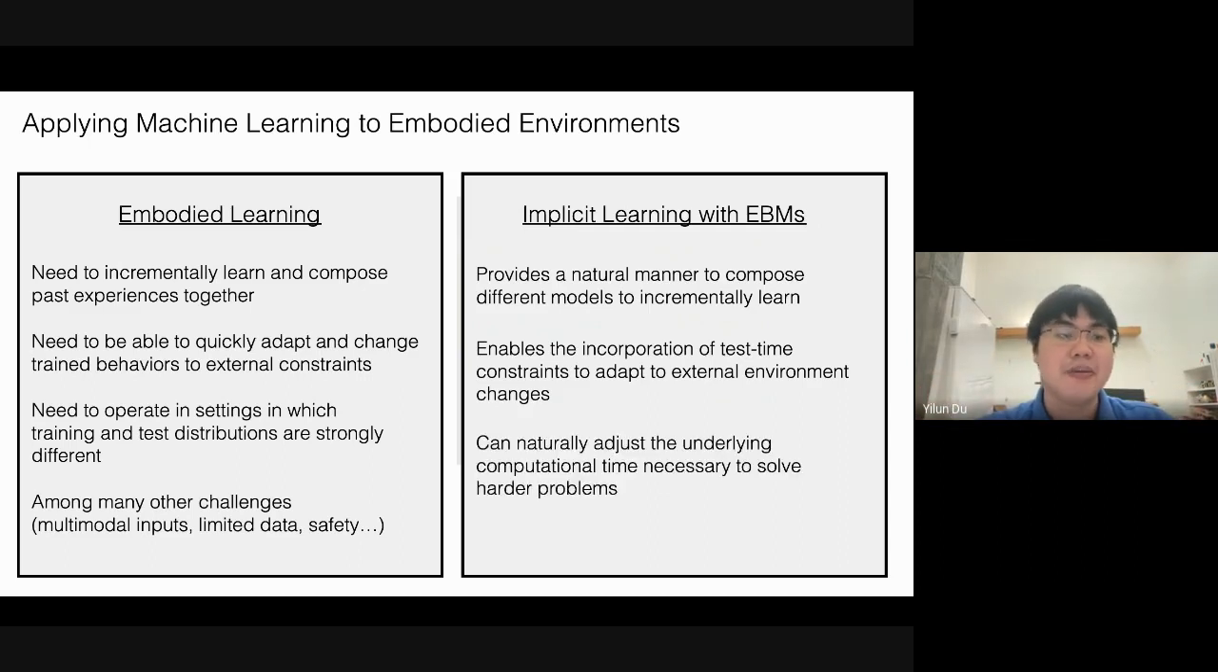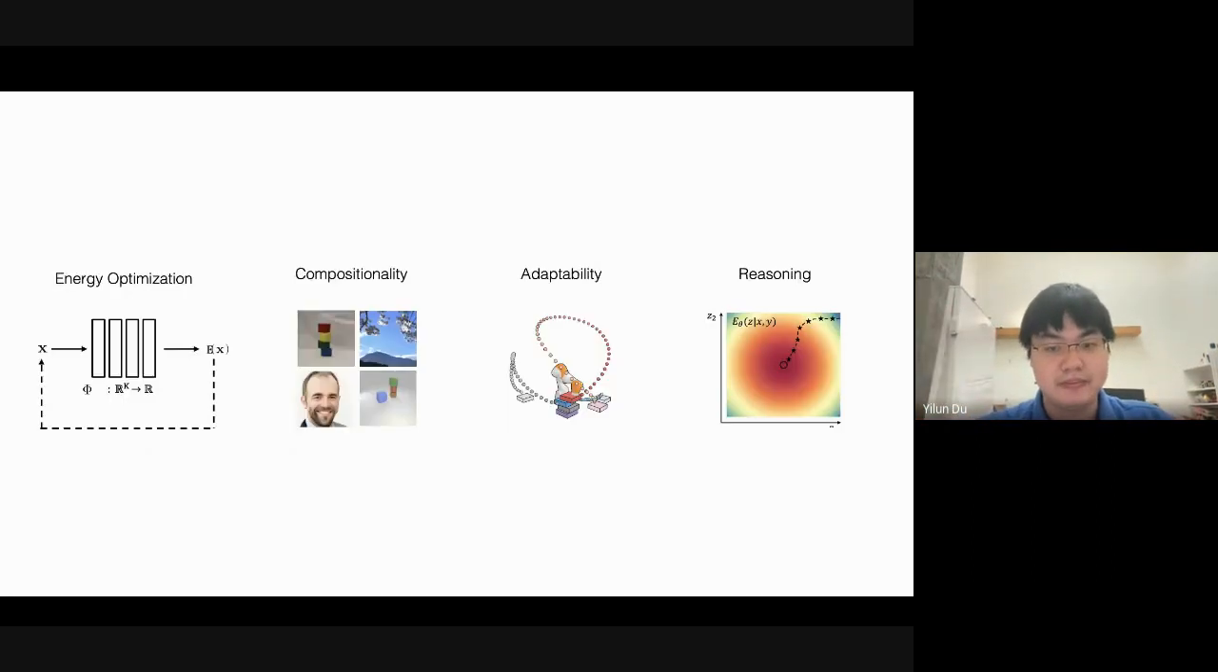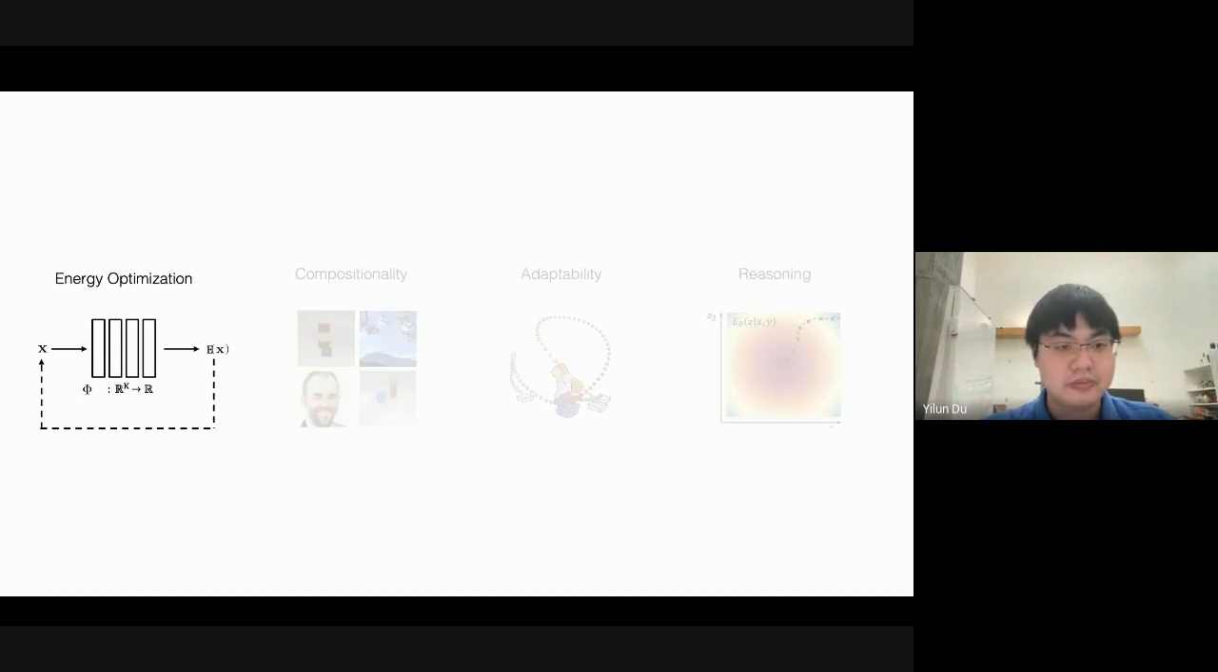And then finally, I'll talk about how we can deal with train and test distribution shift by leveraging more computational power to adapt the model to harder problems or different problems that you see at test time. So first, I'll give a brief introduction on what energy-based models are and what they symbolize, and then I'll talk about each of these 3 bullets that I talked about earlier. So first up, let me talk about energy optimization.